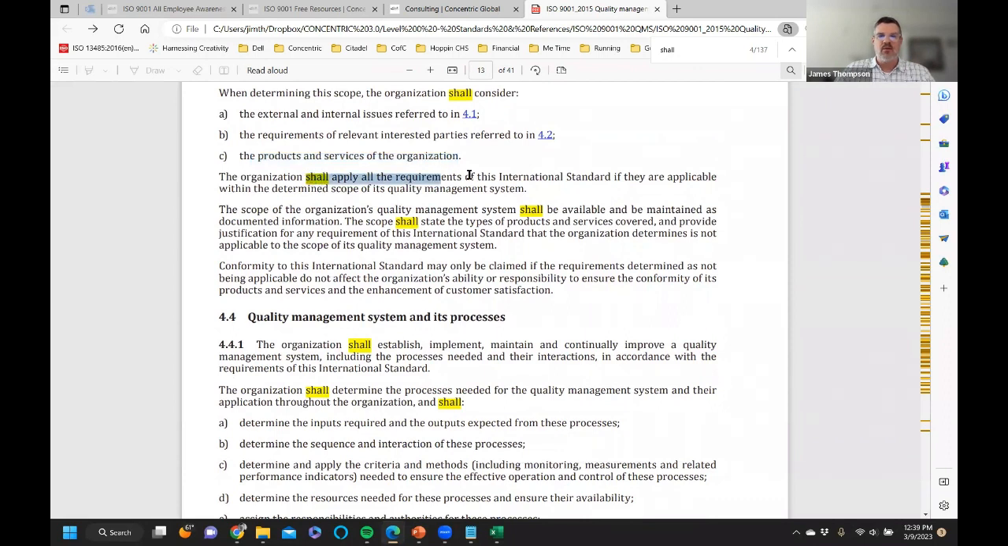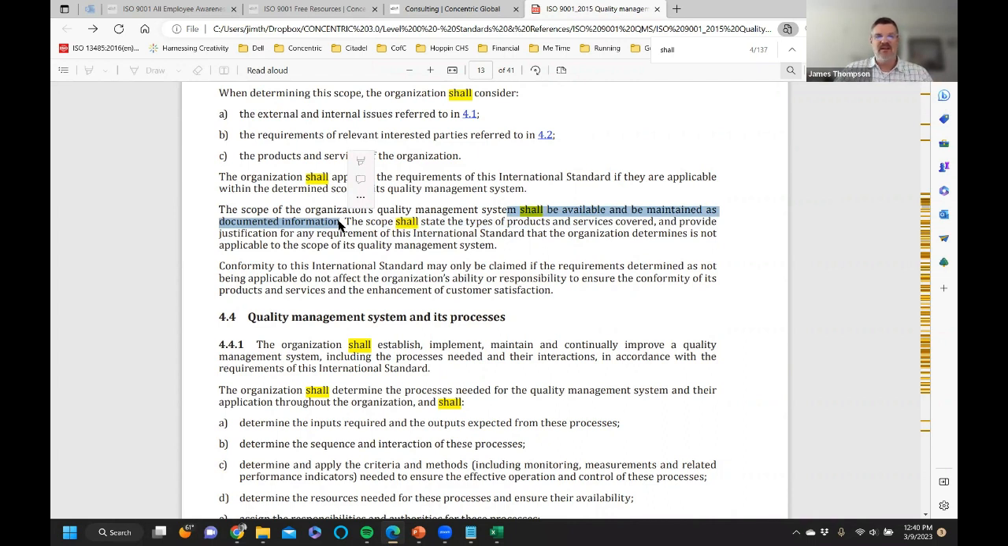You should apply all the requirements of the standard. So there isn't an exclusion that's allowed in this standard. The word exclusion doesn't come up, but if there's something, let's say, for example, you outsource all of your HR or IT, you would want to state what process within your organization is internal versus something that's outsourced or out of scope. The scope of the QMS shall be available and maintained as documented information.